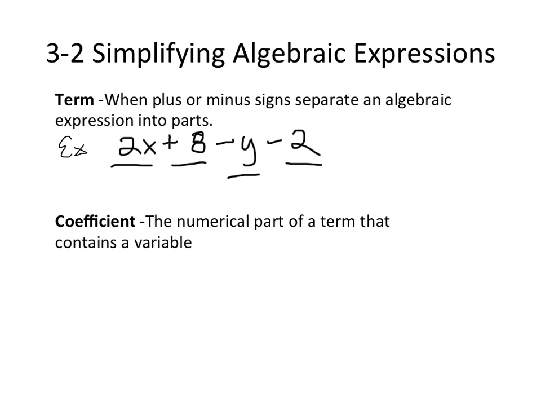Our next term to learn is coefficient, the numerical part of a term that contains a variable. If we look at the example above, we have two variables. The number in front of x is 2, so that is our coefficient. And our second variable, negative y. In fact, the number in front of it is a 1, so our other coefficient is a negative 1.